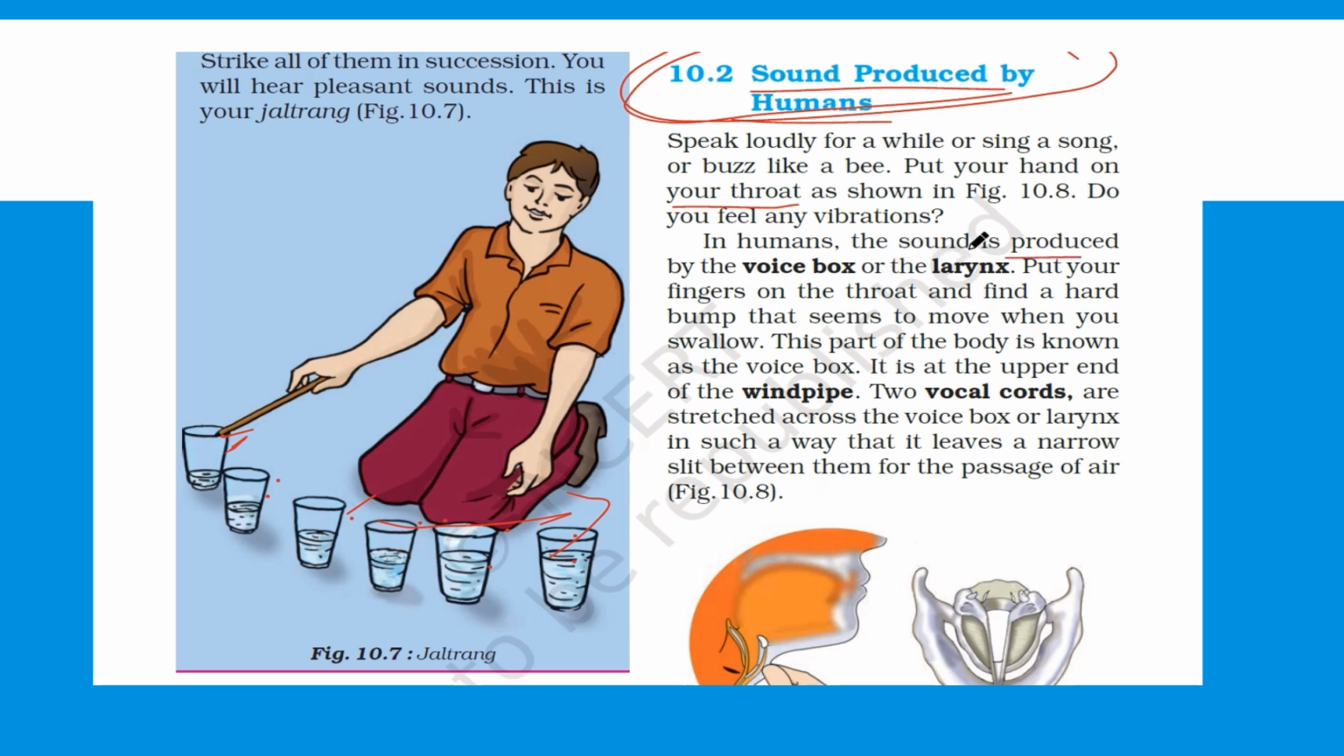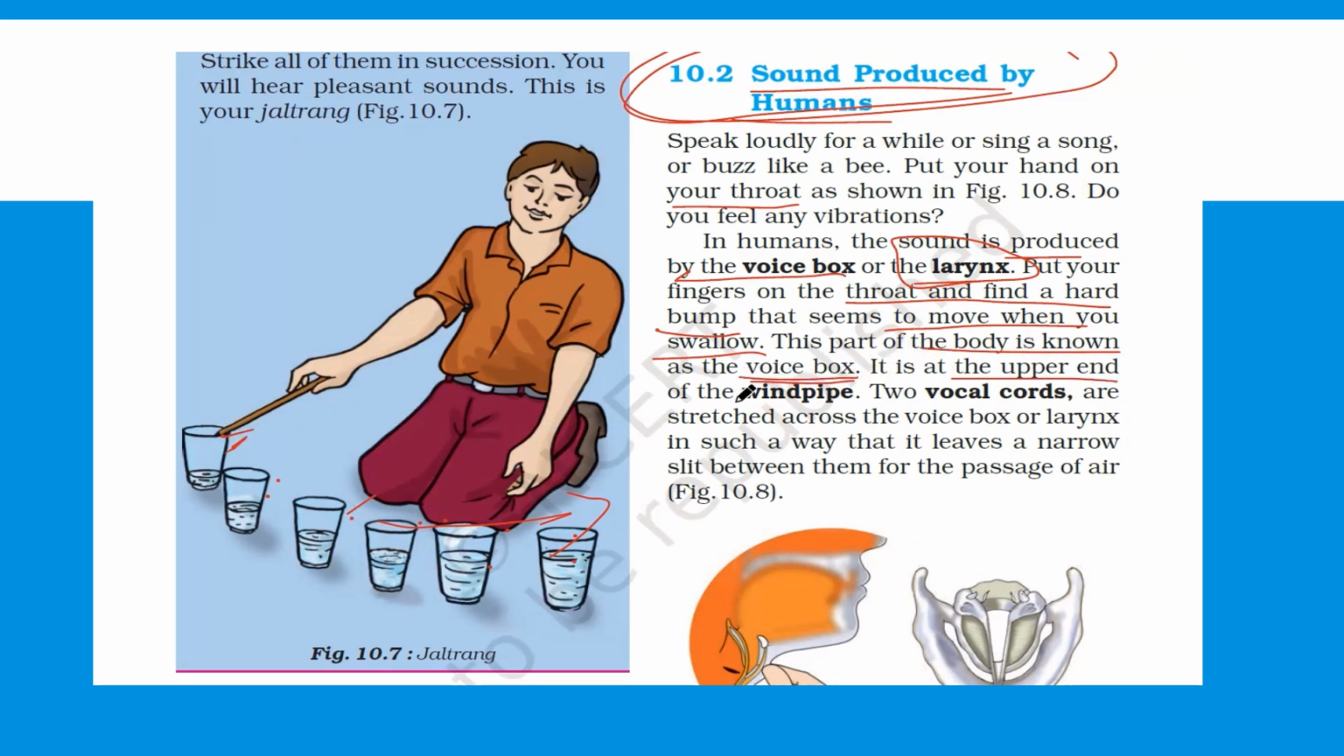So the sound is produced by the voice box or larynx. The voice box is called the larynx. Now put your fingers on the throat and find it. You will find a hard bump-like substance that seems to move when you swallow. You are touching your throat when you are swallowing. A hard bump-like thing is moving up and down. So this part of the body is called the voice box.